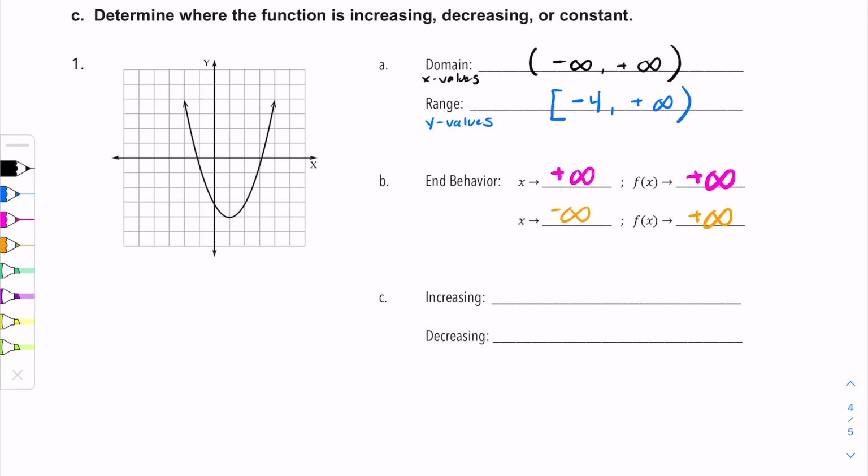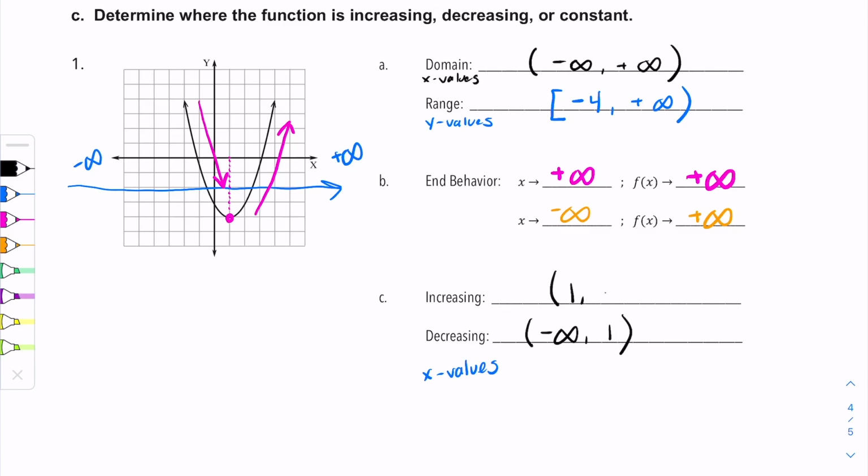Increasing and decreasing intervals always use x values and start on the left of the graph, looking towards the right of the graph. It appears that this graph on the left starts to head down, and then at this point, which corresponds to an x value of 1, it starts to head up. So we're starting with a decreasing interval from negative infinity to positive 1. At 1, the graph turns around and heads back up. So from 1 to positive infinity, the graph is increasing.